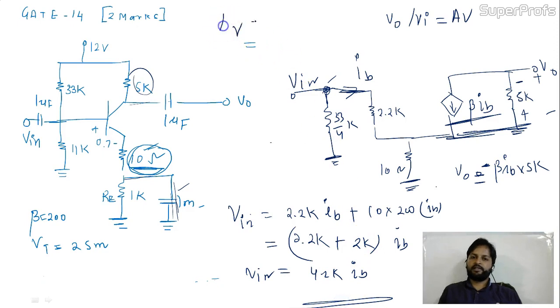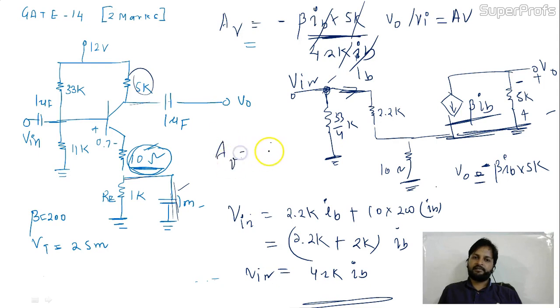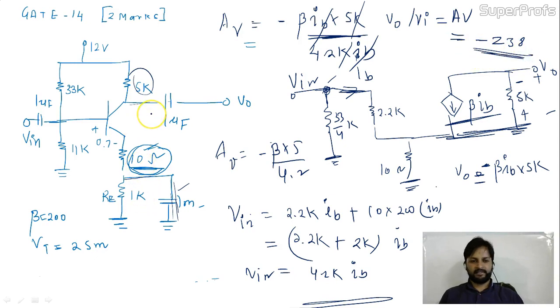Now the voltage gain is minus beta IB into 5K divided by 4.2K of IB. IB will get cancelled, K will get cancelled. So finally AV is minus beta 5 divided by 4.2. Put the value of beta, and finally you are getting minus 238. This is the voltage gain for this circuit. I hope the concepts are pretty clear to you. In the next module, we'll see some more problems based on this AC and DC analysis.